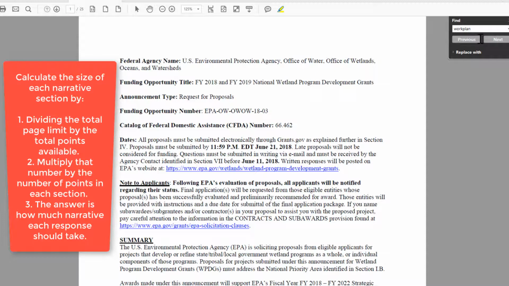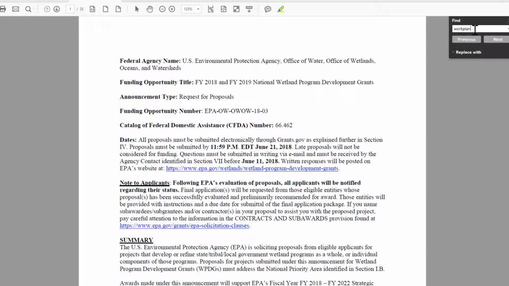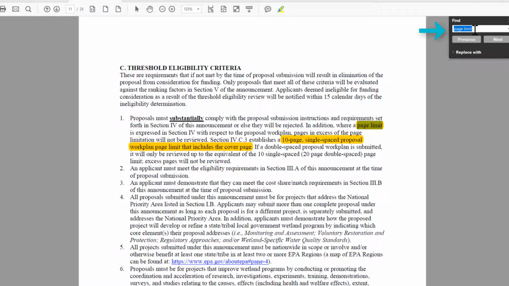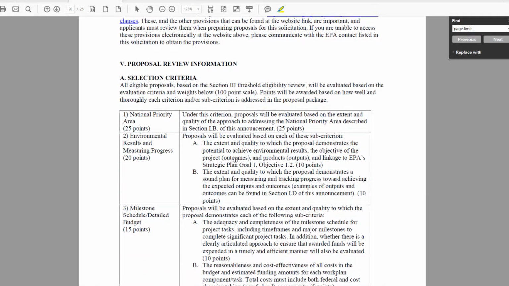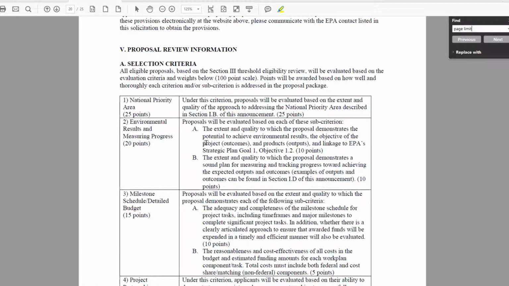Here is an EPA competitive grant from the National Wetland Program. So I've downloaded the funding announcement. I press Control F to access the Find feature, and I'm locating the page limit. So it says it's 10 pages single-spaced or 20 pages double-spaced. Anything over will be discarded. I'm then going to locate the selection criteria. So the highest criteria is being able to demonstrate that our project fits the national priority area defined in section 1B, and it's worth 25 points.